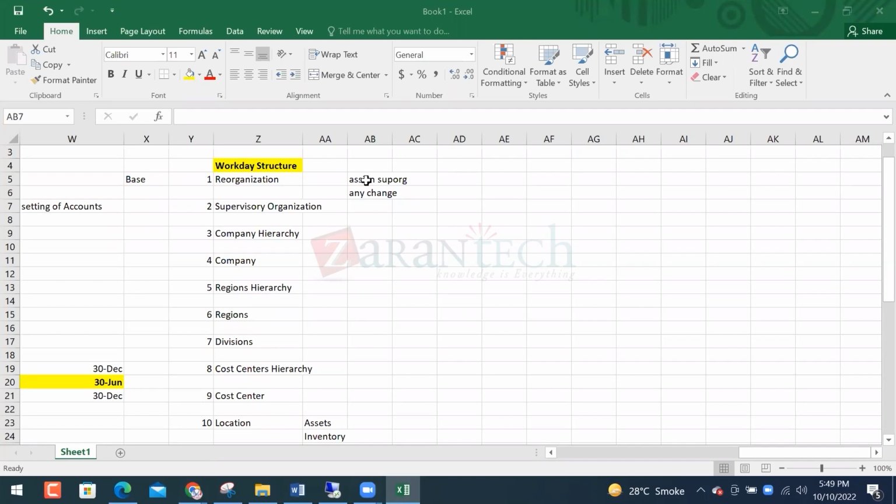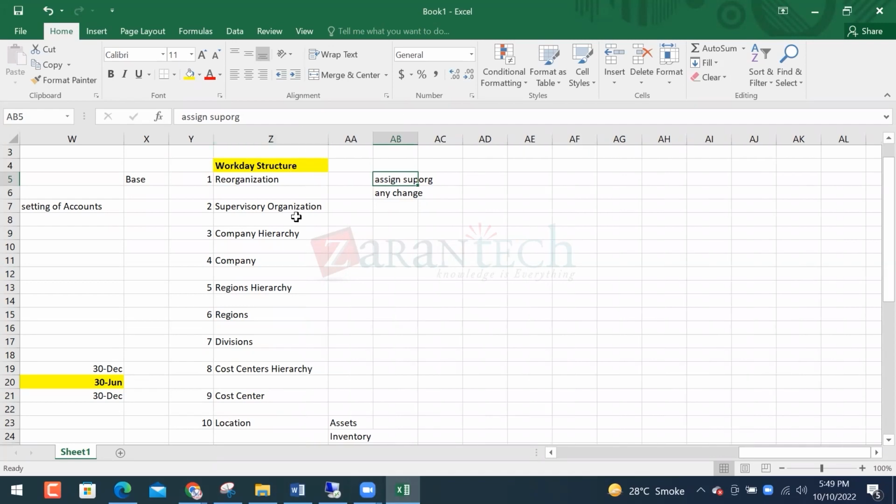Yeah, sorry. So you are talking about the functionality that I have. But if I may ask you, what is the difference between reorganization and supervisory organizations? So I need a proper clarification. What is the meaning of both of them? Anyhow, let me tell you, no problem.